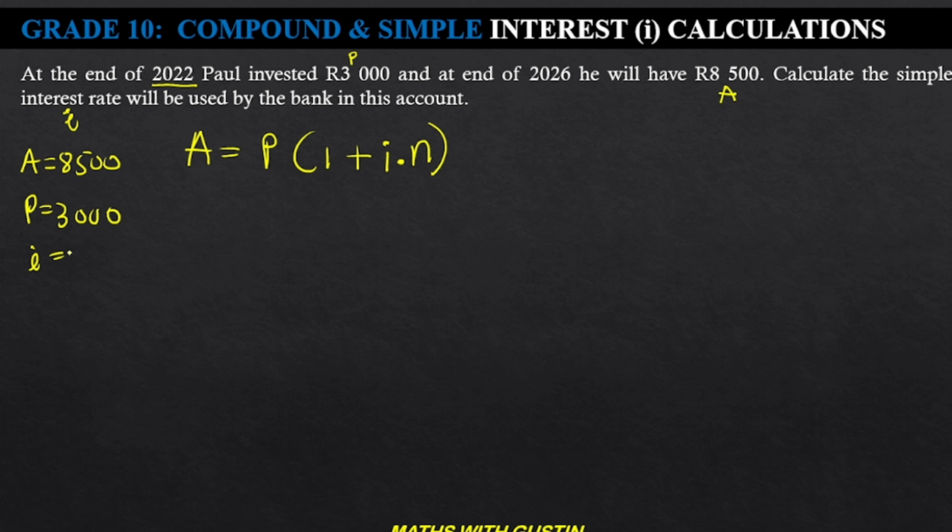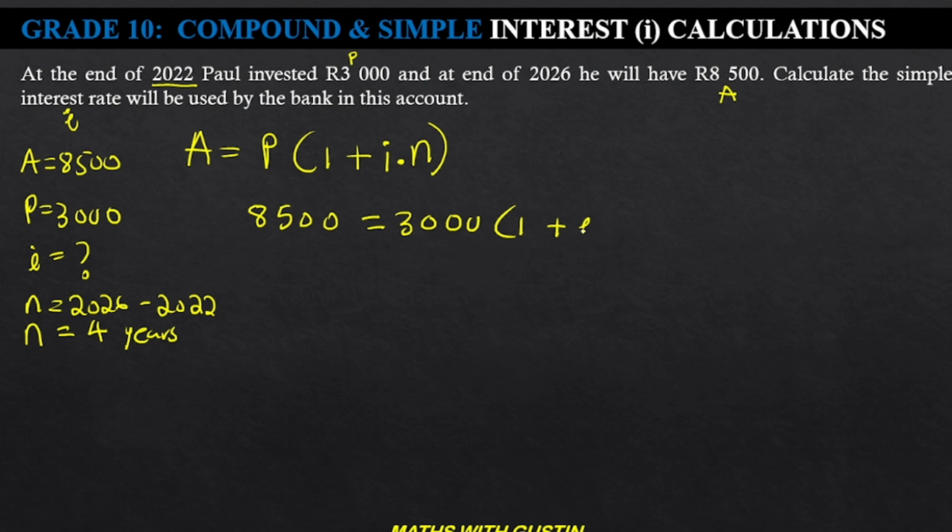We're looking for I, we don't have I. N is just going to be 2026 minus 2022. A bit tricky there. They didn't give us the number of years directly, but we know what to do. If you subtract, you should get 4 years. So the money was invested for 4 years. Let's substitute this into our formula. So we've got 8,500 is equal to the principal amount of 3,000 times (1 plus I), and we don't know I, but we know that N is equal to 4.